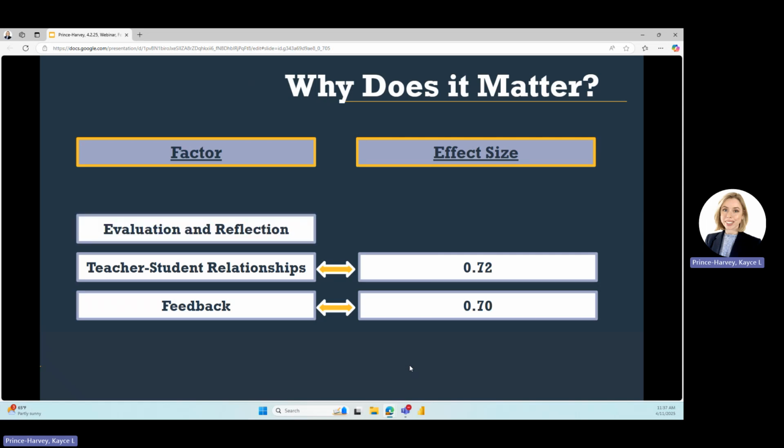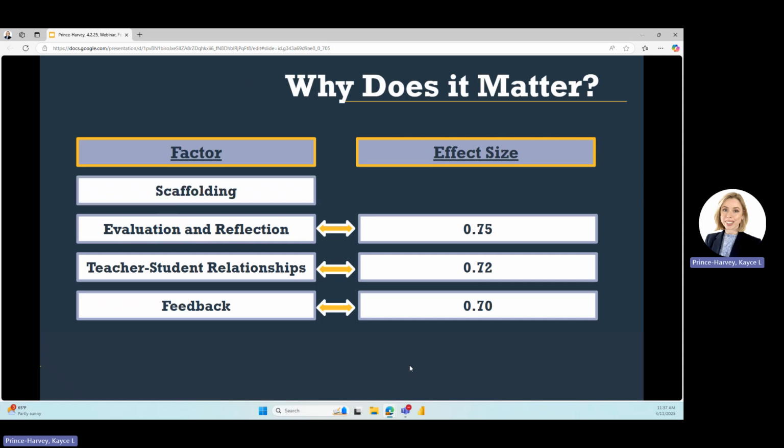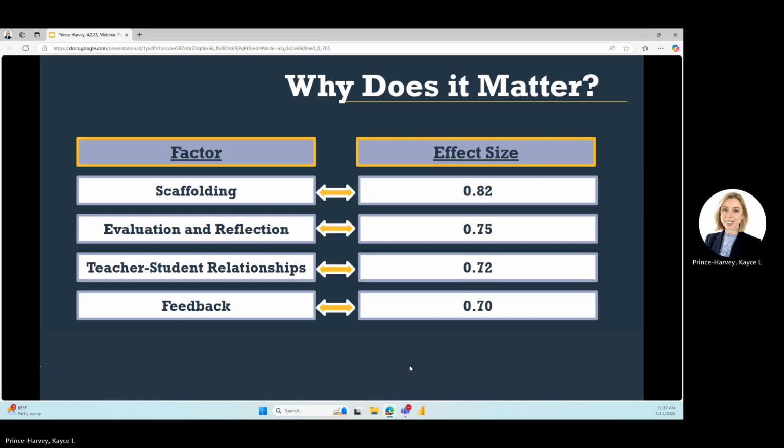Students have an opportunity for evaluation and reflection, which has an effect size of 0.75. And there's scaffolding that's provided through those feedback conferences based on the context and based on how the teacher provides that scaffolding and structure. And that has an effect size of 0.82. So we're compounding a lot of these high effect sizes through those feedback conferences.